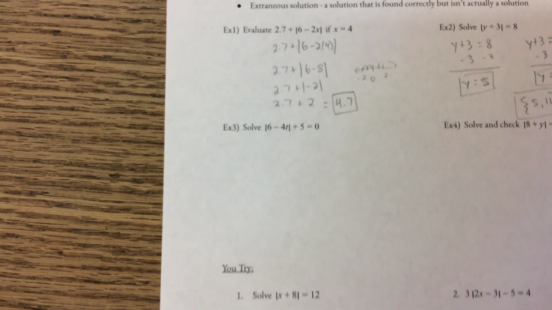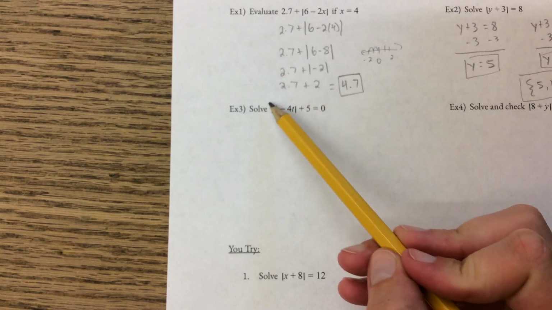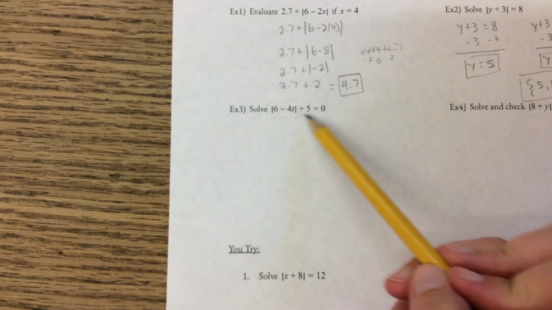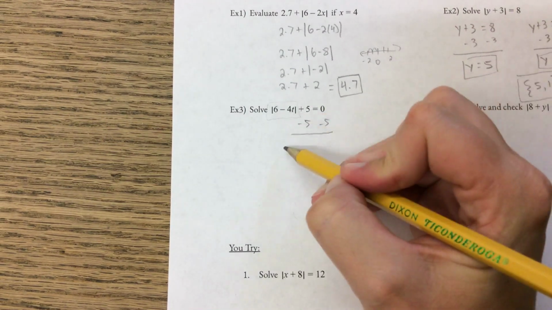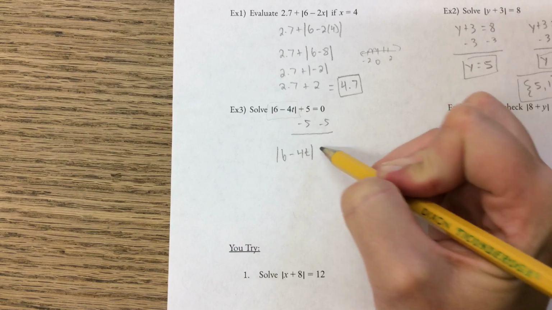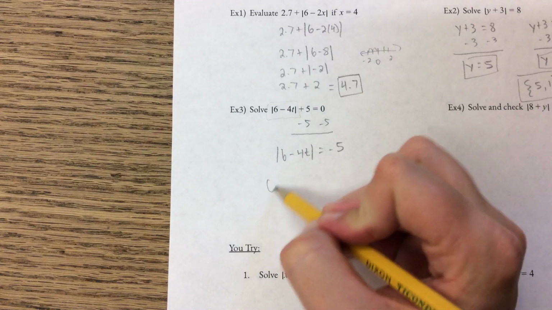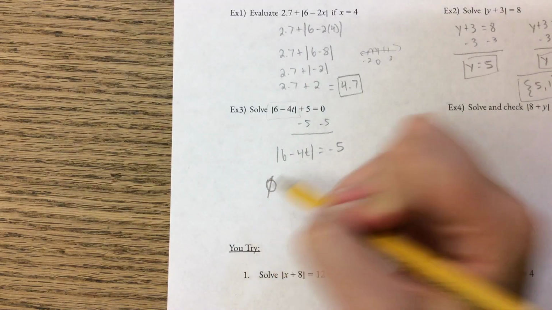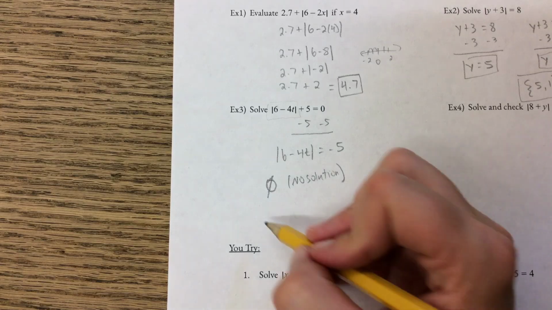Okay, on example 3, the first thing we want to do is get the absolute value stuff on one side of the equation by itself. So I want to isolate this piece. Since I still have this plus 5, I'm going to subtract 5 from both sides. Now what this is saying is this stuff has a distance of negative 5 from 0. You can't have a negative distance, so this actually has no solution. So I'm going to put the empty set, no solution, because you can't have a negative distance.